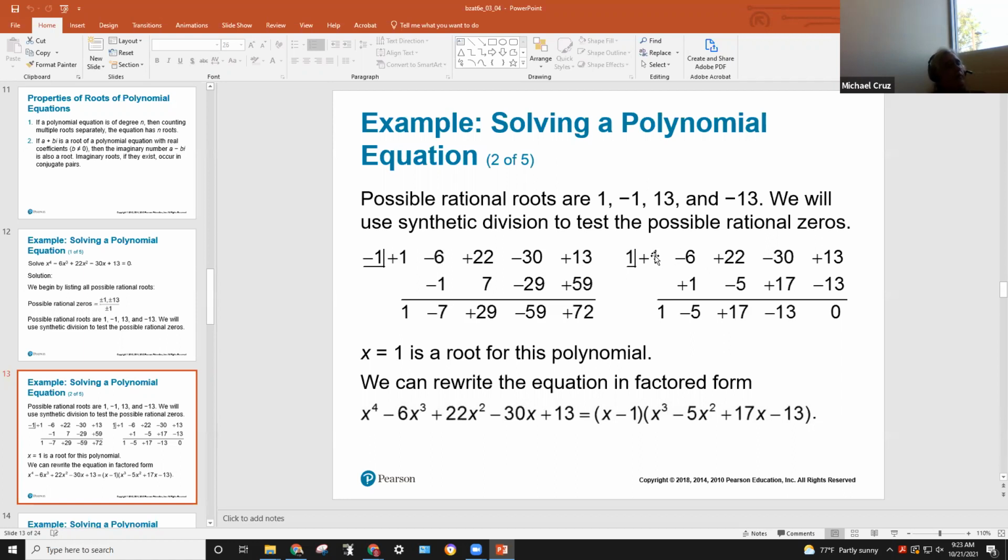we've got 1. Bring that down. 1 times 1 is 1. And we got -5. And then -5 times 1 is -5, which brings us to 17. 1 times 17 and take away 30 is -13. 1 times -13 is -13. And look at that, there was already a positive 13 up there, so those add up to 0. So x equal to 1 is one of the solutions. All right?